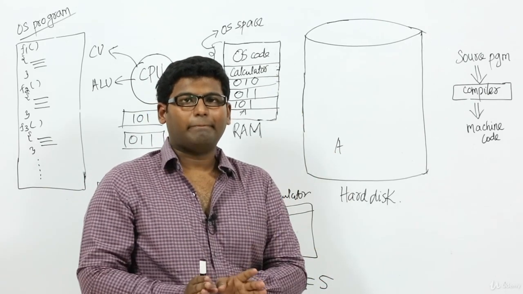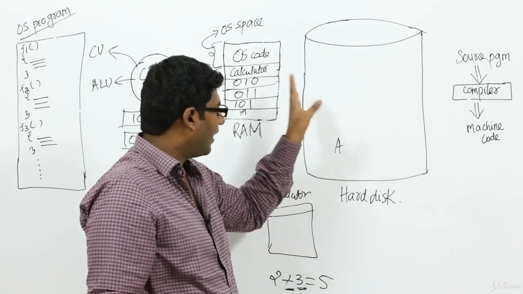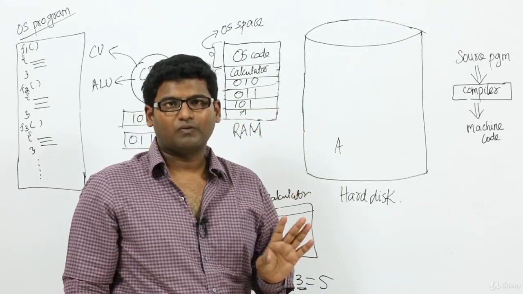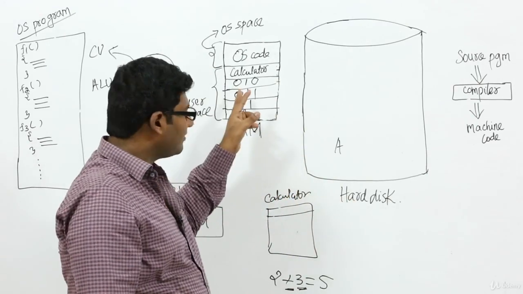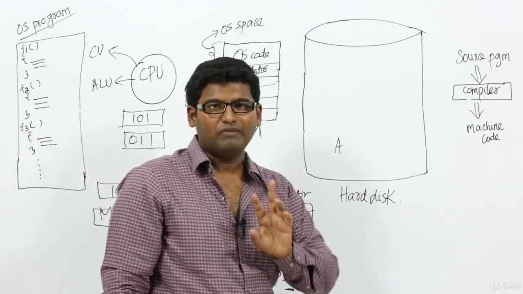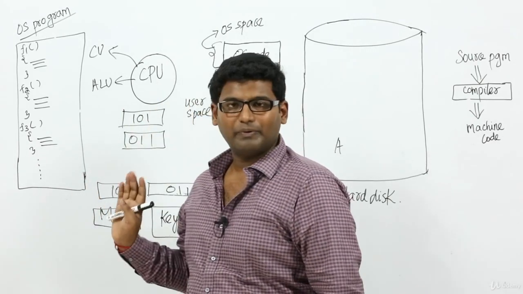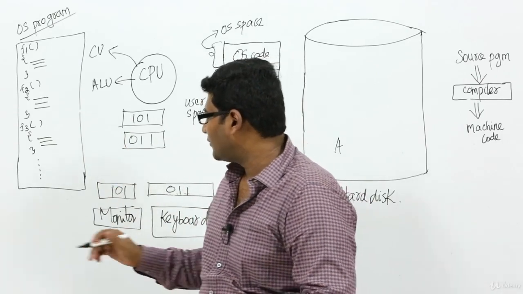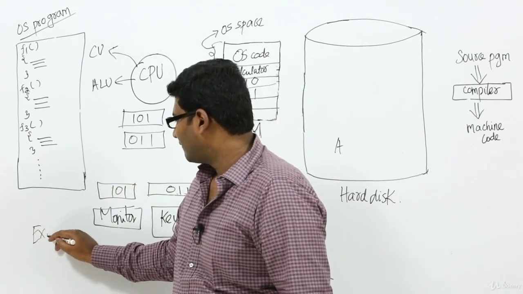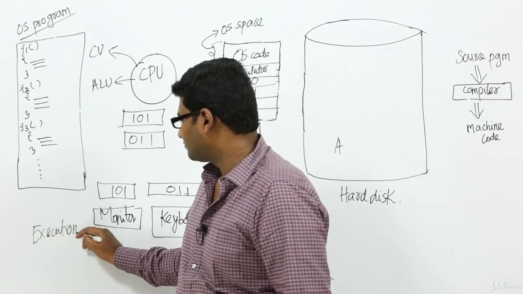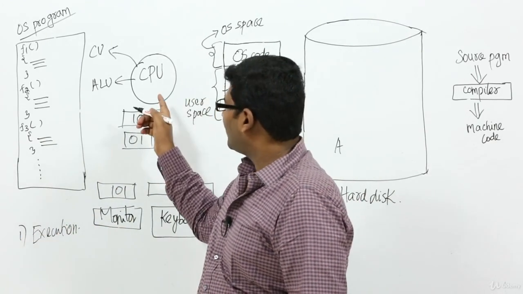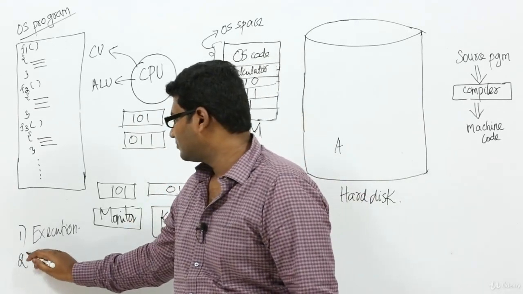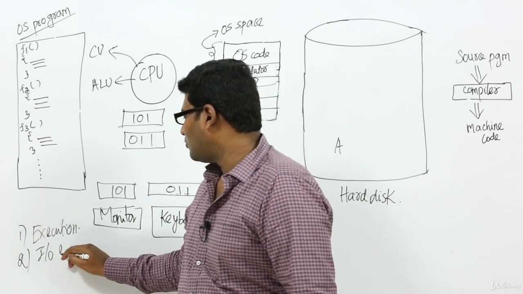So once a program has been moved from hard disk to RAM, what are all the things this program can undergo? Either this program will be in the RAM and it will be executed by the CPU by taking line by line. Such thing we say as execution. Or this program which is in RAM undergoes IO. Such thing we say as IO event.